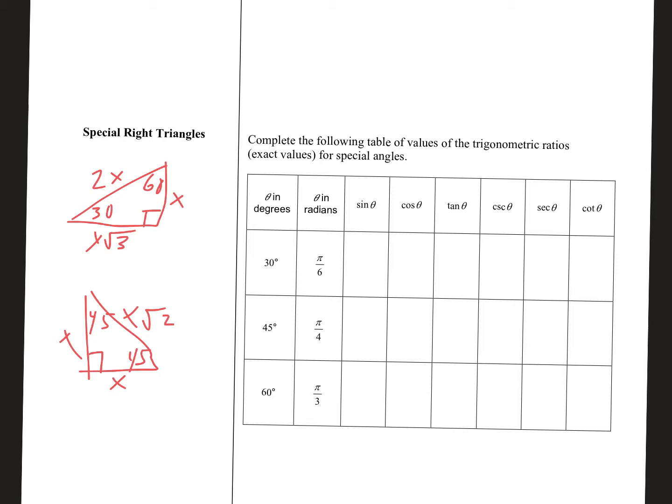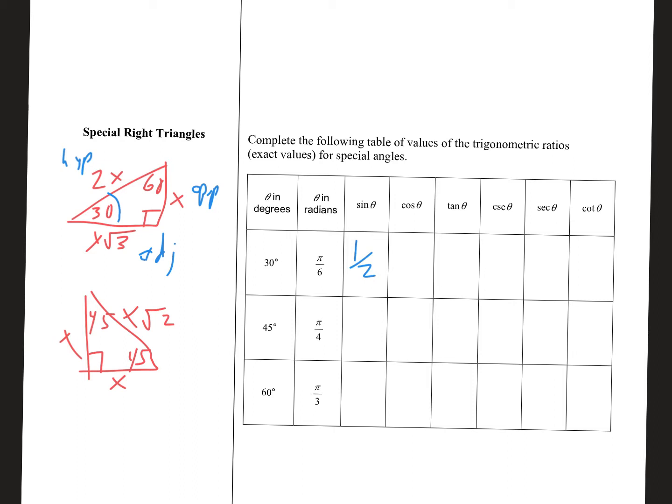So for the 30 degrees, I'm going to grab this one right here. And so I see that the sine would be, since this is opposite, and this is hypotenuse, and we got adjacent, so sine would be x over 2x, and so that would reduce to 1/2 because the x's would cancel out.